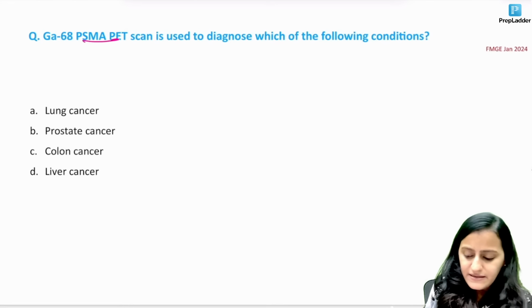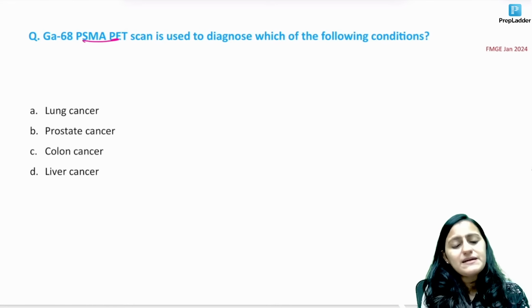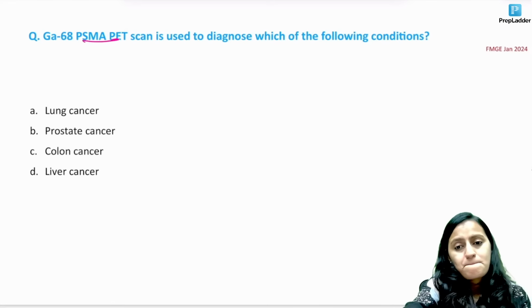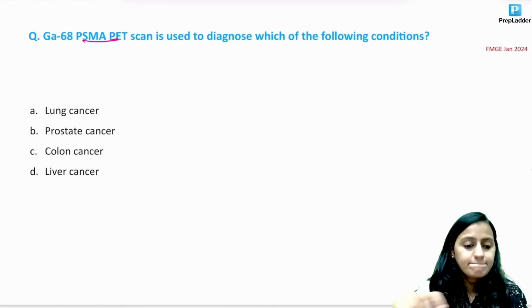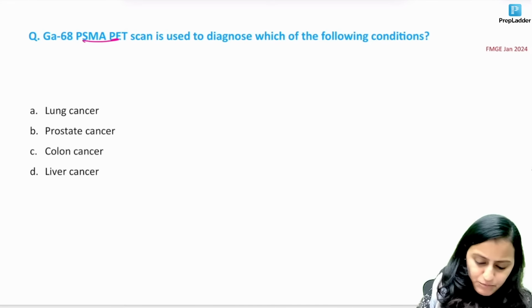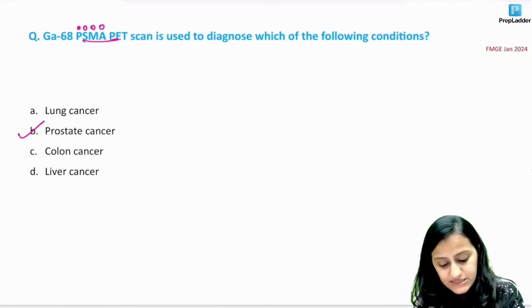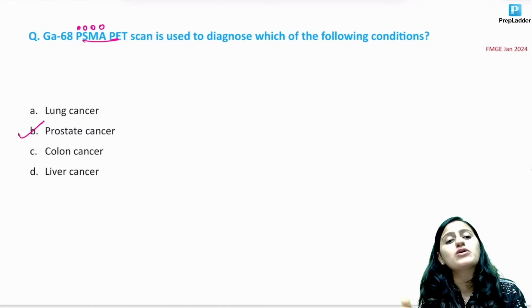PSMA PET scan is used to diagnose which of the following? PSMA PET scan. Right, prostate specific membrane antigen. So remember, it is prostate cancer. Okay, it is for prostate cancer.